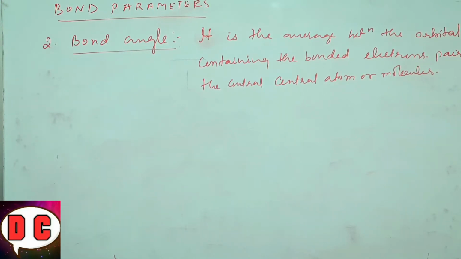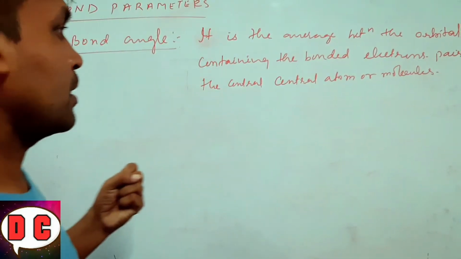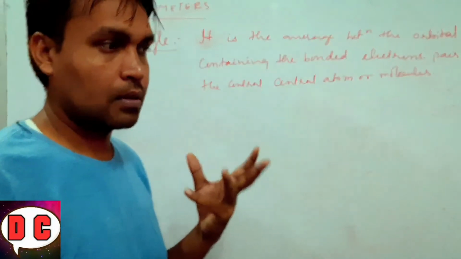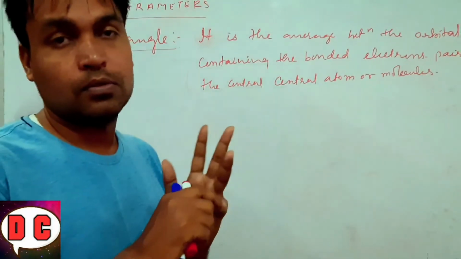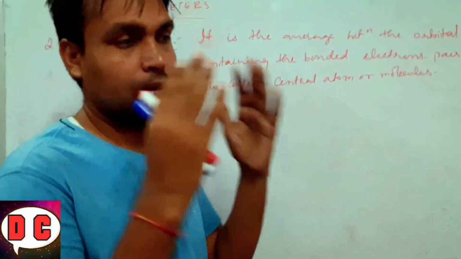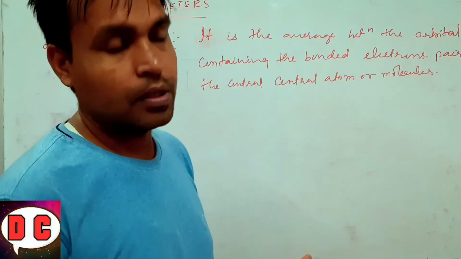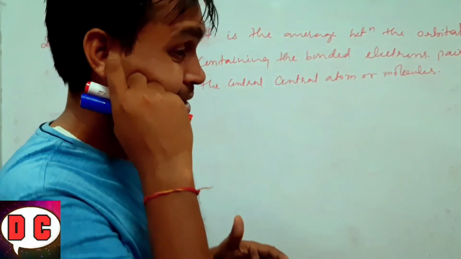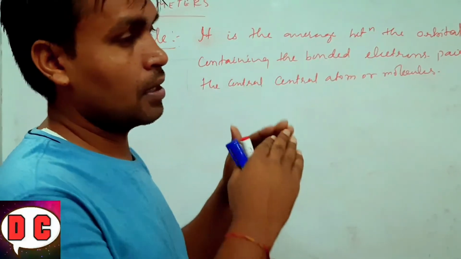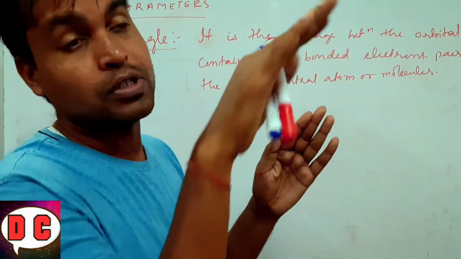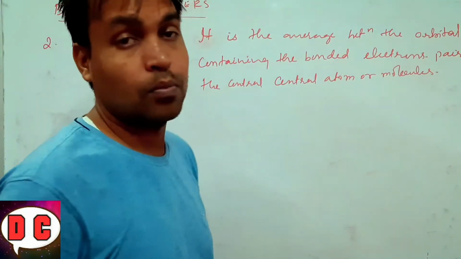So bond angle basically tells us about the shape of the compounds or the molecules. With the help of a bond angle, we will come to know about the shape of the particular compound or molecules. It also helps us in knowing the number of electrons, and how the electrons are distributed around the central atom. That is the benefit of bond angles.